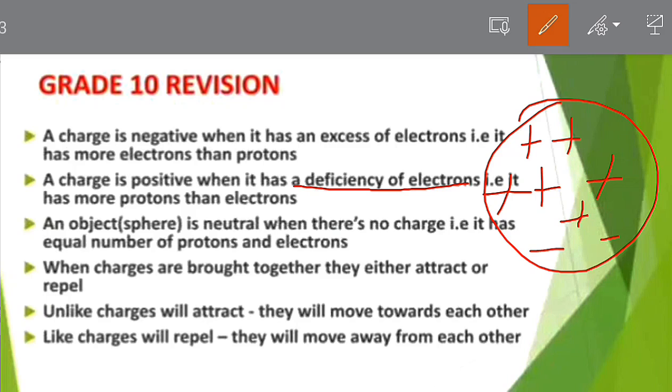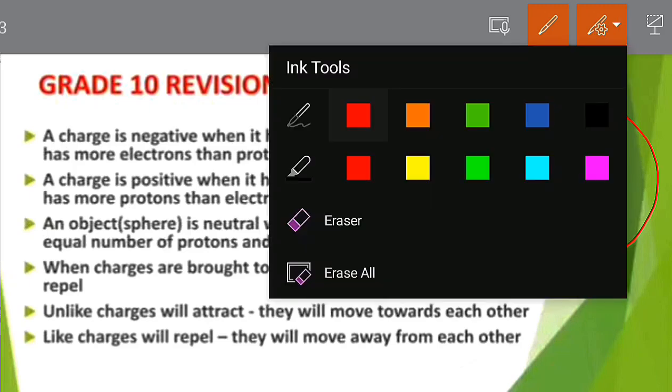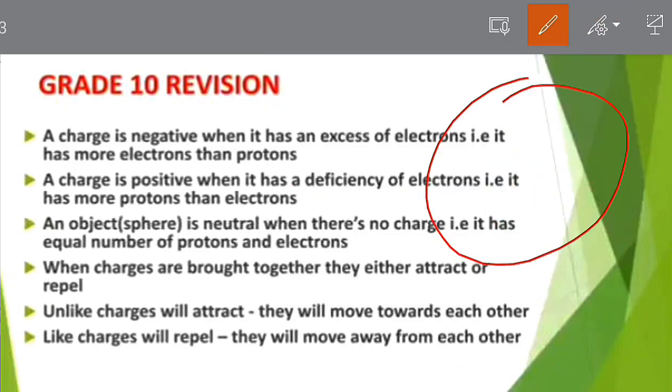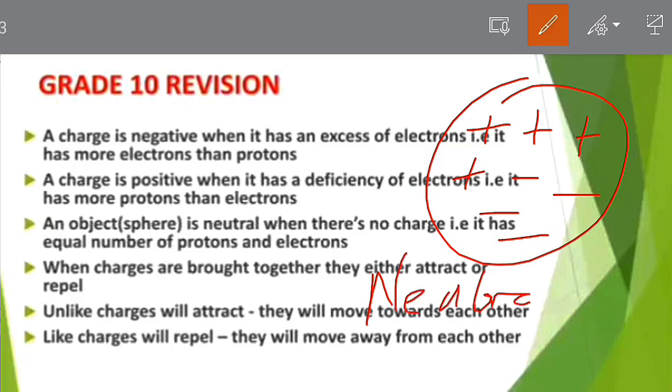Then we have an object or sphere that is neutral when there is no charge, meaning it has an equal number of protons and electrons. So now what happens if we have a sphere like this? It has an equal number of protons and electrons. So we say this one will have no charge, will be neutral, right? Why? Because if we count here, we have 4 protons and we have 4 electrons. That gives you 0, right? So that's neutral. That's a 0 charge.